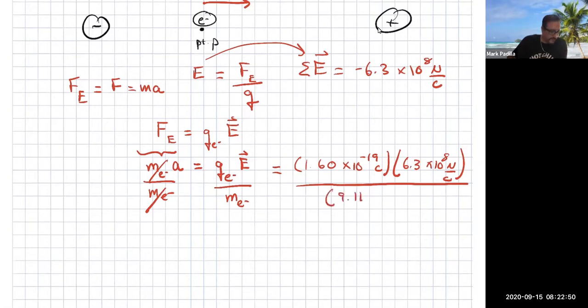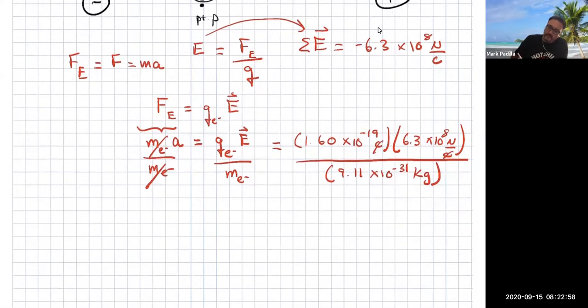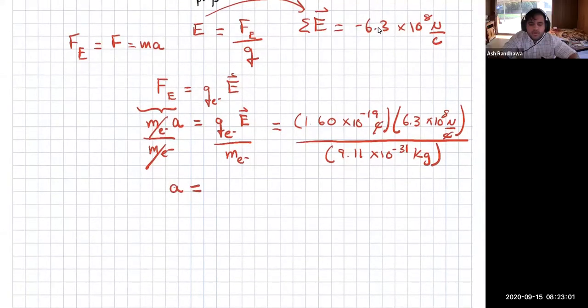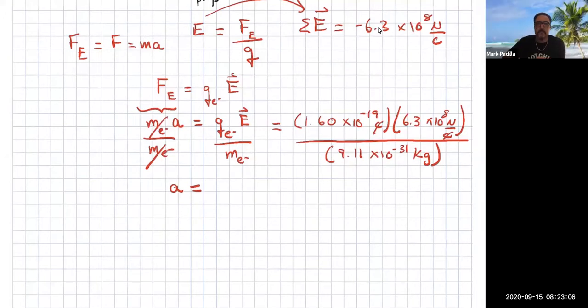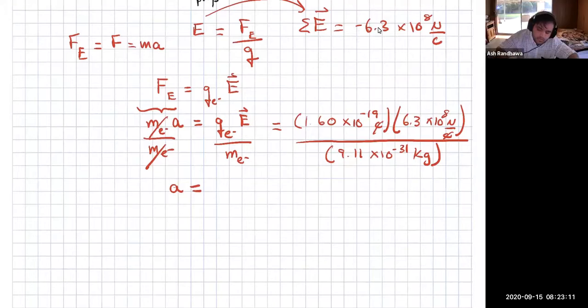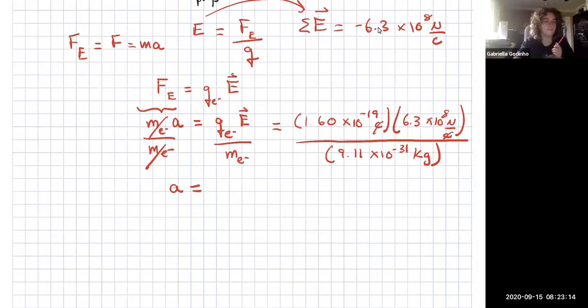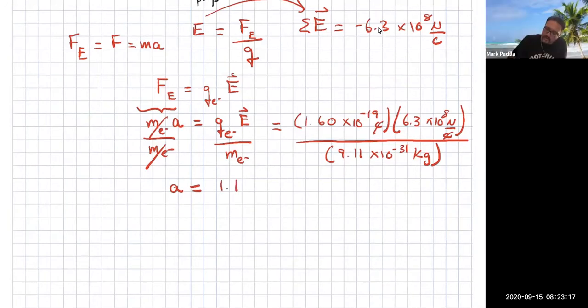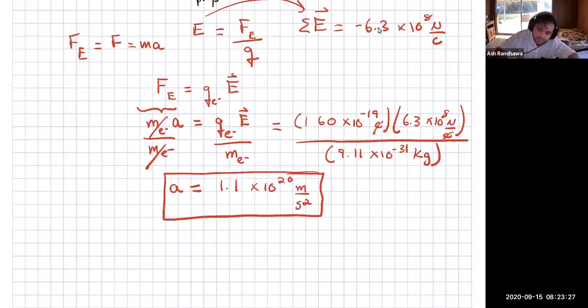9.11 times 10 to the negative 31st kilograms. Coulombs cancel. 1.1 times 10 to the 20th. Anyone else get that? Yeah. 1.1 times 10 to the 20th meters per second squared. That's fast.